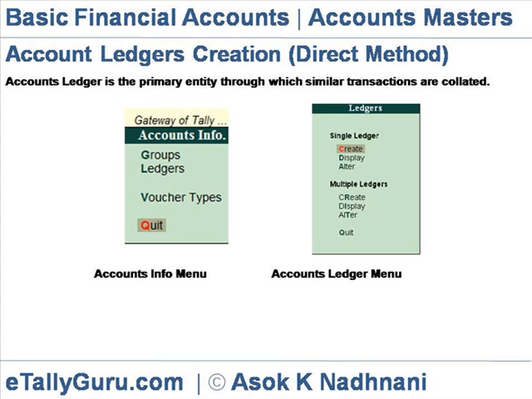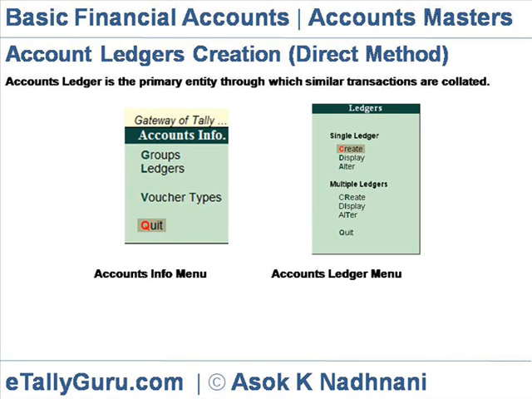For example, the ledger account of RAM shows all transactions related to RAM, transaction totals, that is total debit, total credit, and balance, that is net of total debit and total credit. The ledger balances are carried in trial balance and reflected in financial statements like profit and loss statement and balance sheet. At Accounts Info menu, select Ledgers to get Accounts Ledger menu.